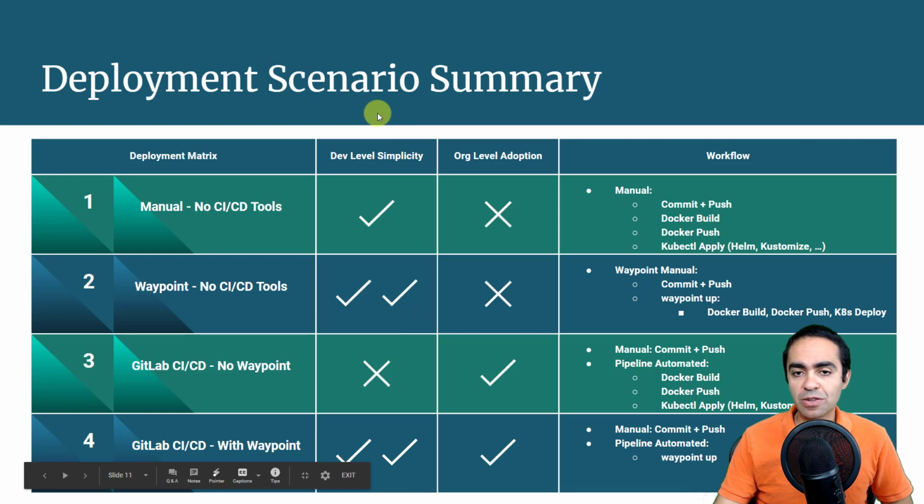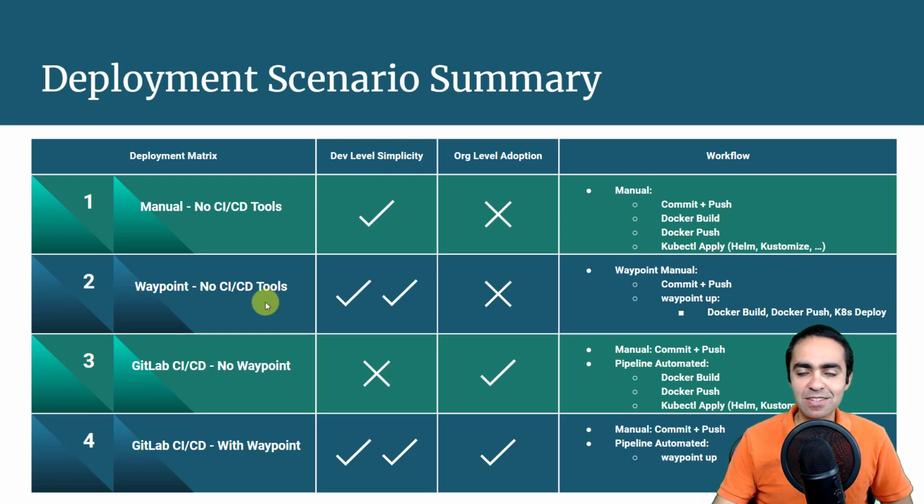All right, so I summarized all of this in what I call the deployment matrix. As you can see the columns here, I'm looking at the dev level simplicity, the org level adoption, and workflow. And the first scenario is the manual, no CI/CD tools. From a dev level simplicity, very simple. You're deploying everything on your machine. The only downside is it's not automated, and it's more commands than you would want to run. From an org level adoption, it really doesn't scale. In the workflow, to summarize: commit, push, Docker build, Docker push, kubectl apply, or use Helm, or use Kustomize, or what have you to deploy into Kubernetes.